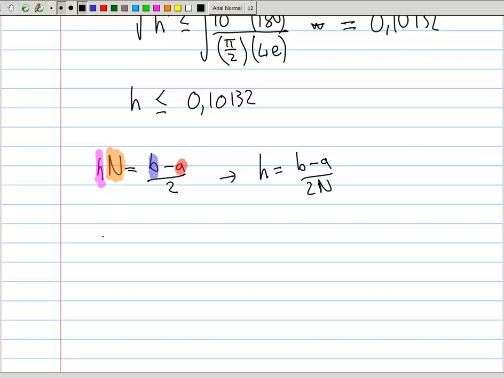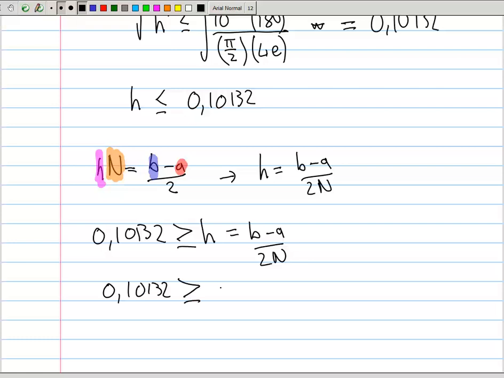So now we know that, let's flip this around. So now we have 0.10132 has got to be greater than or equal to h because of this equation here. And we know that h has got to equal that. So it equals b minus a over 2n. Now let's remove the equals in the h, and we land up with 0.10132 has got to be greater than or equal to b, which we know is pi by 2, minus a, which we know is 0, divided by 2 times n.